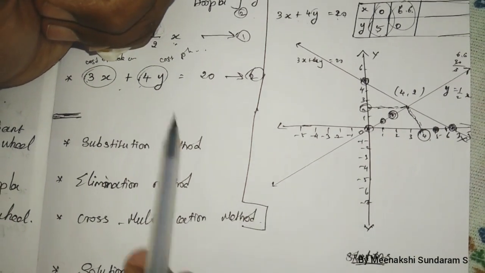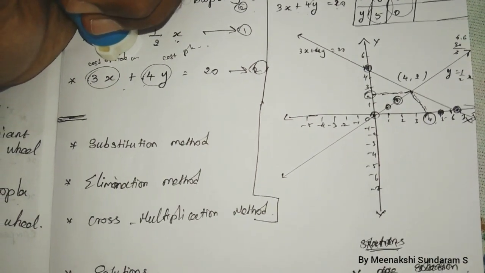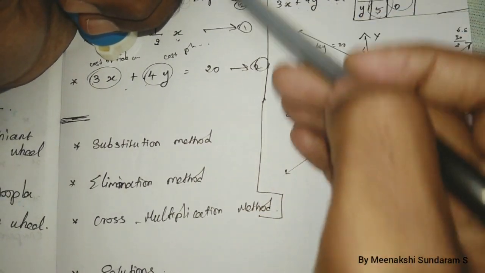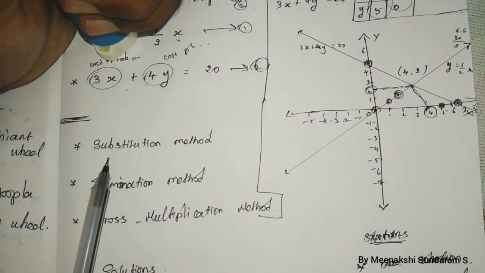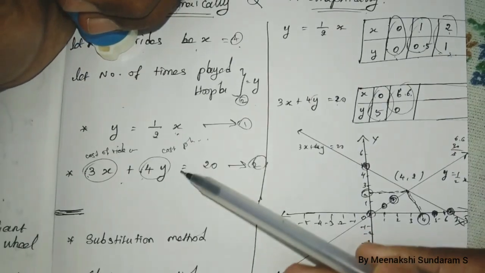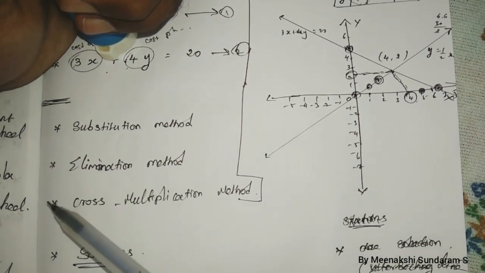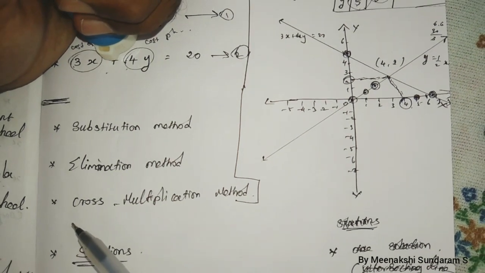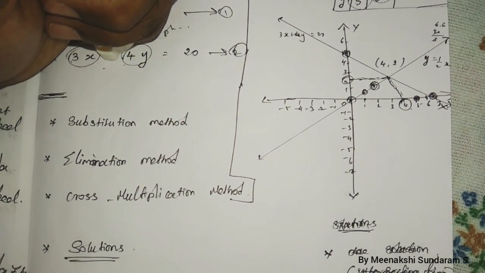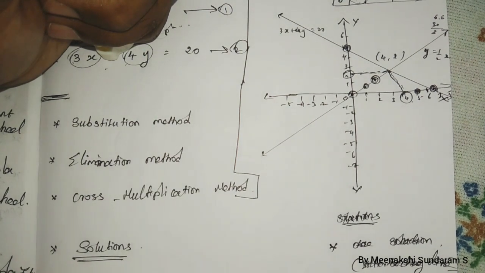So we solved the problem, right? Solving a problem also has some methods. Algebraically, we have a lot of methods. Here there are 3 methods. For solving the equations algebraically, the first method is the substitution method. Second, the elimination method. Third, the cross multiplication method. In upcoming videos, we will see these methods, how to solve it. Clear?